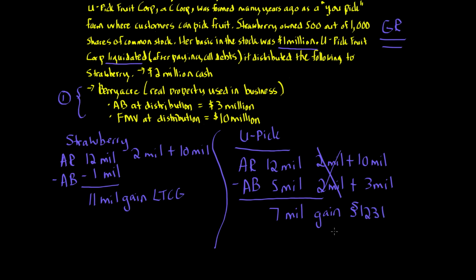There's one other issue that we have yet to address, and that is, what is the basis that Strawberry takes in the assets? Well, of course, for cash, it's going to be the face value. That's always the case. That's the normal common law principle in tax. But what about Berryacre? Under section 334, the basis that Strawberry takes is always equal to fair market value. Therefore, this amount is going to be equal to the fair market value, which is $10 million.